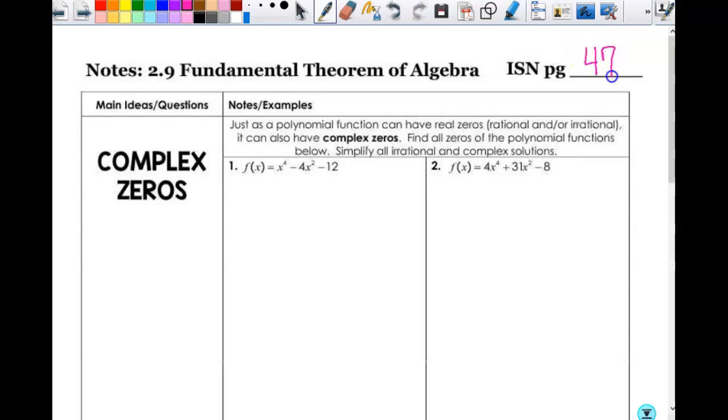Alrighty, this is going on page 47 when we're done. We're going to talk about the fundamental theorem of algebra, and in order for us to get through that, we have to talk about complex zeros. Do you remember doing complex numbers? Does that sound familiar to you in any way? Okay, so what does complex numbers mean to you?